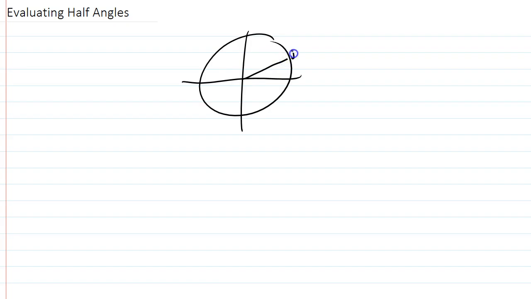One consequence of double angles is that you can actually figure out half angles, they're called. So if you know a certain angle on the unit circle, say, for example, let's say that this is pi over 6, you can actually figure out answers like pi over 12 because you can halve the angle using these formulas.